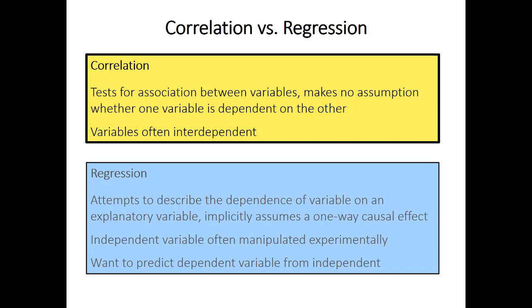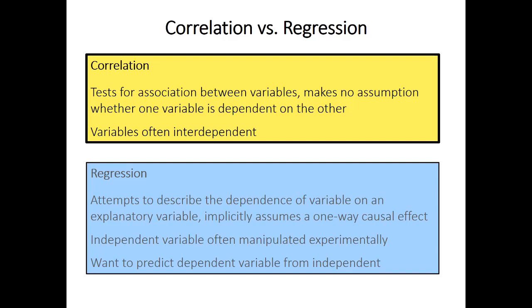Although they're related techniques, the math is very similar behind the scenes in many cases, and you can get one from the other. There are, I suppose, philosophical differences in the goals of these two methods. So strictly speaking, correlation is to test for association between two variables without any assumption of causality. In fact, the variables are often interdependent, controlled by some process maybe that we can't measure.